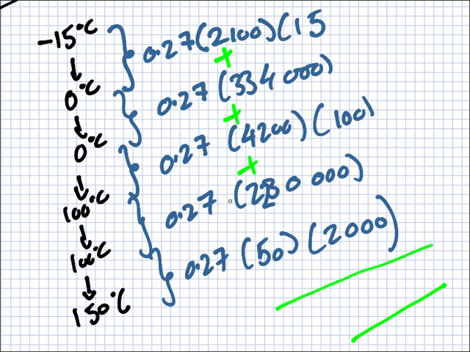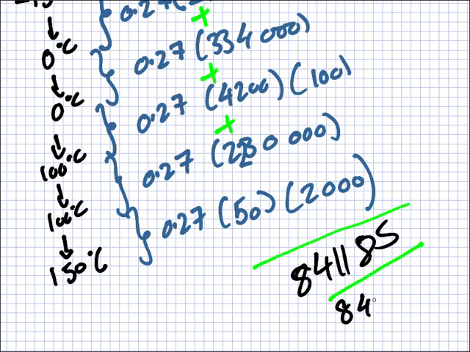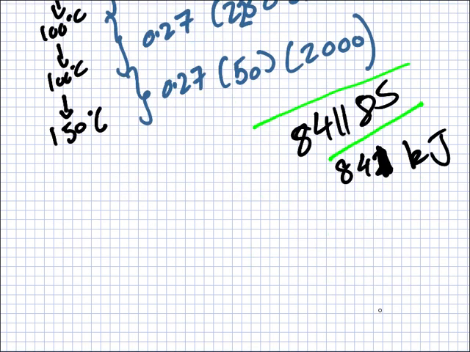Come on, Summer. A411, 841185. B5. So that's 842 kilojoules. Sorry, 841 kilojoules. Continue. Yeah. Okay.